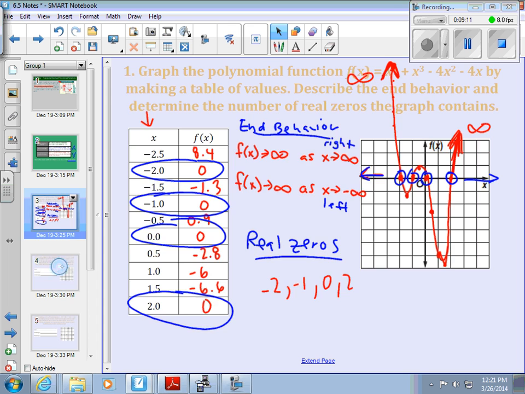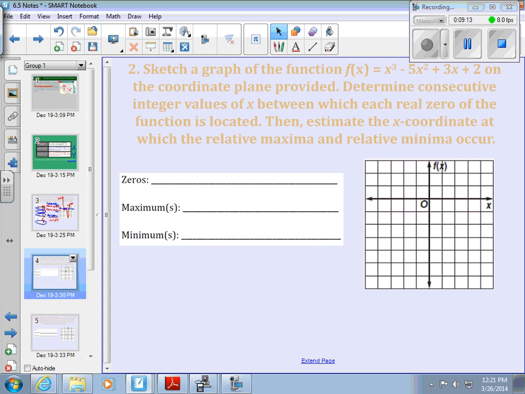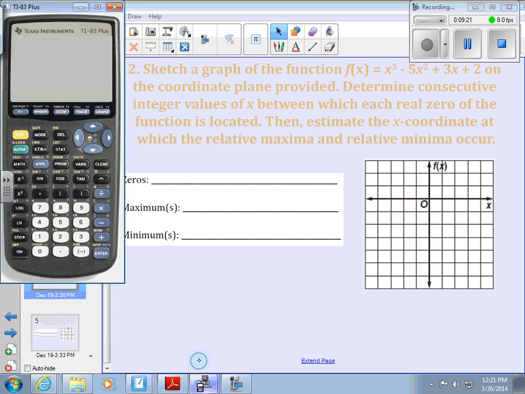All right, let's try one more. On this next one, they again want us to find the zeros. And this one, though, they're asking us to find some maximum and minimums. So again, let's graph it out first and see kind of what this looks like. So let's put our new equation in. This one is x cubed minus 5x squared plus 3x plus 2.